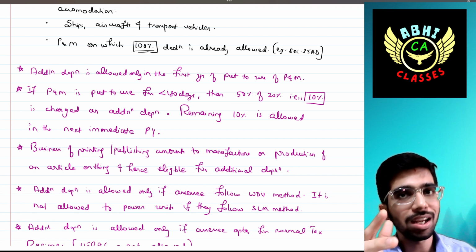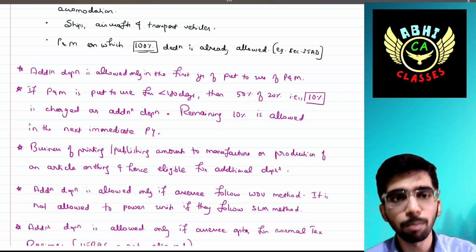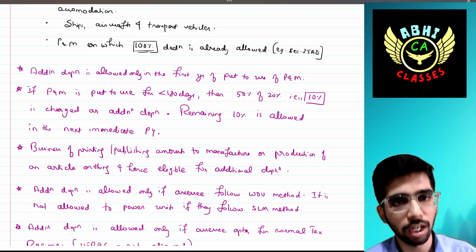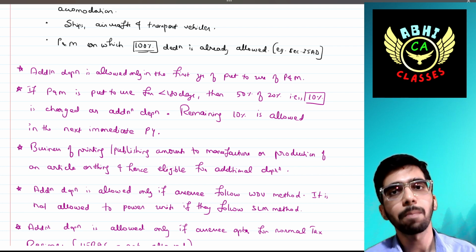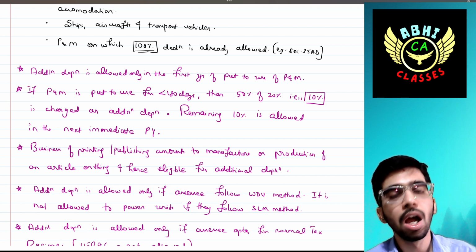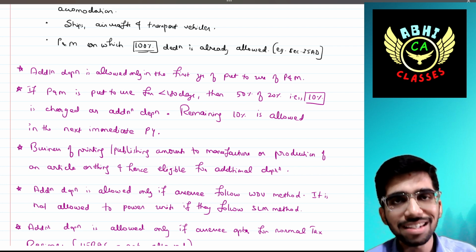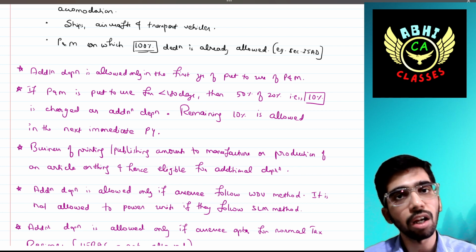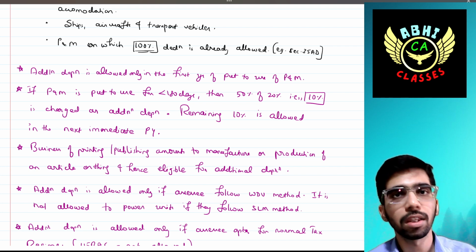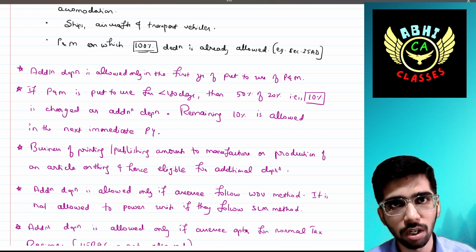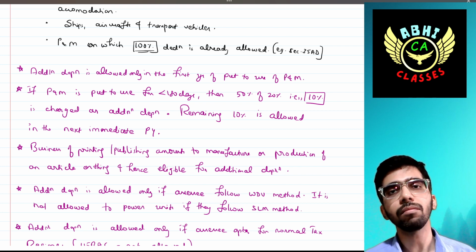But the second point is very crucial. If plant and machinery is put to use for less than 180 days, then 50% of 20%, that is 10%, is charged as additional depreciation in 23-24. The remaining 50%, that is 10%, is allowed in the immediately following year, that is 24-25.